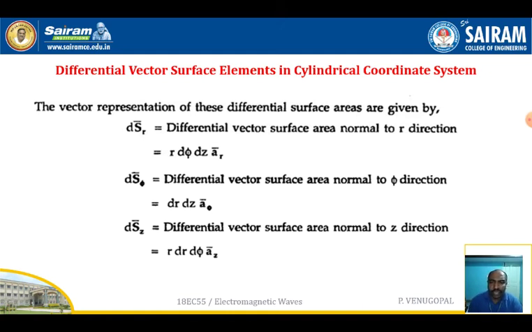Similarly, dsz, the differential vector surface area normal to the z direction, is given by r into dr into d phi into az, because dr is the differential length in the r direction, and r into d phi is the differential length in the phi direction. So the product of these two is dr into r d phi, nothing but r dr into d phi into az.